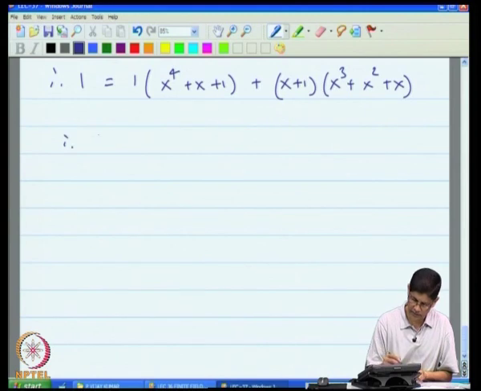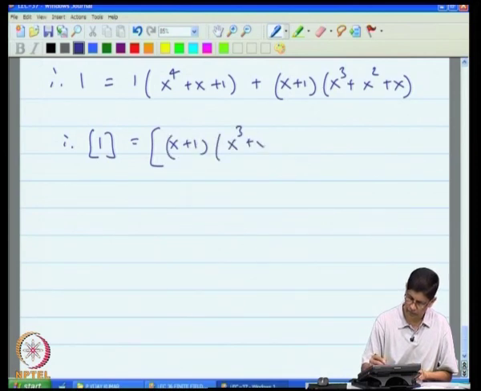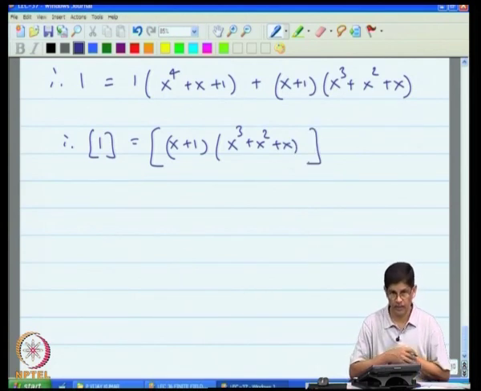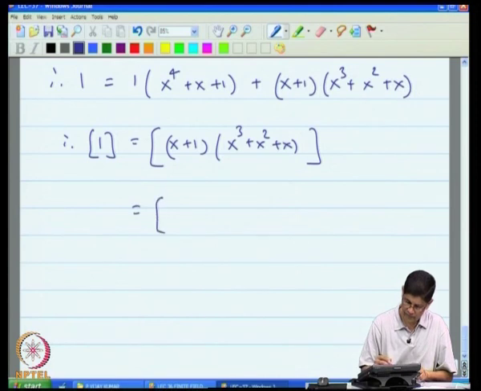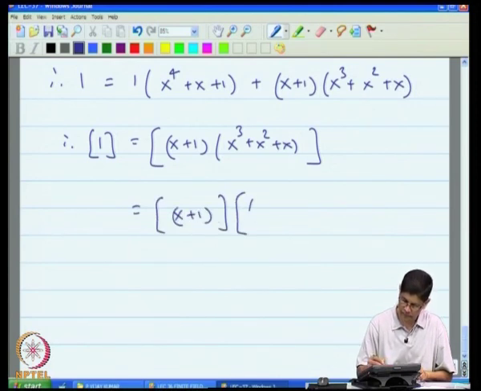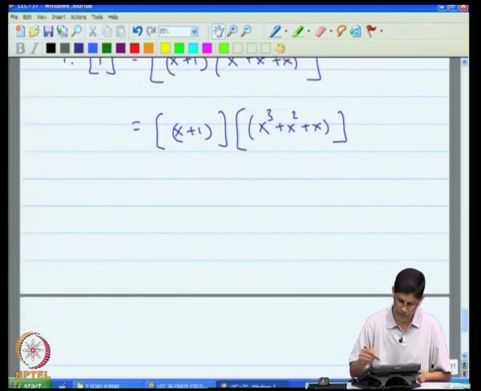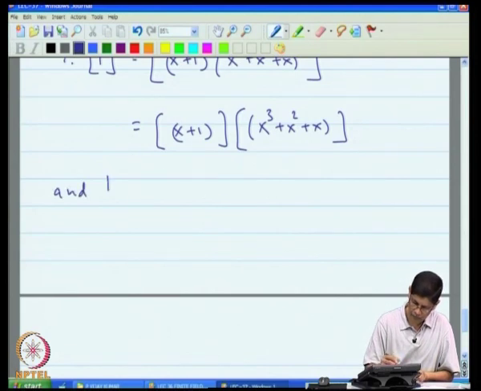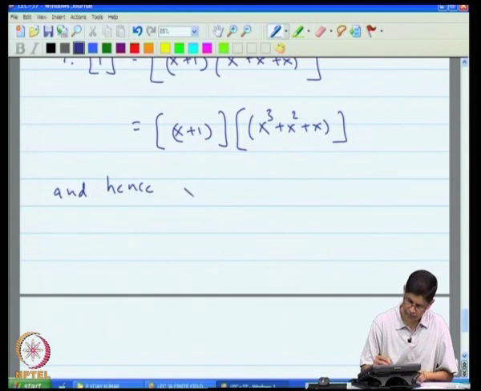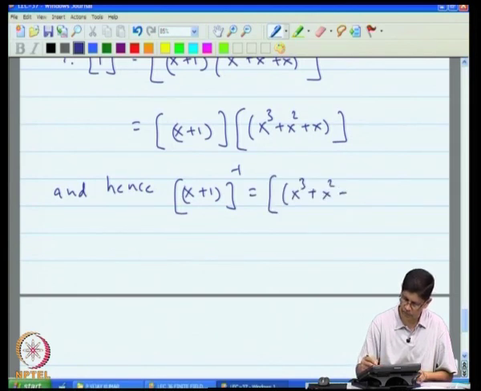So therefore, this is telling us that the equivalence class of 1 is equal to the equivalence class of x plus 1 times x cubed plus x squared plus x, which is telling us that the equivalence class of x plus 1 times the equivalence class of x cubed plus x squared plus x is equal to 1. Now look at this equation: this is the equivalence class whose inverse you wanted to find, and this is it right here, because when you multiply the two you get the identity. And hence the inverse of the equivalence class of this is the equivalence class of x cubed plus x squared plus x.